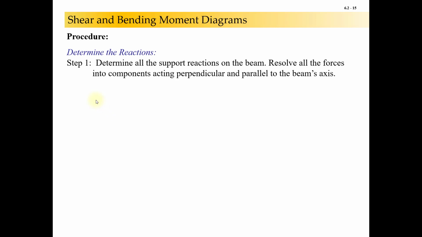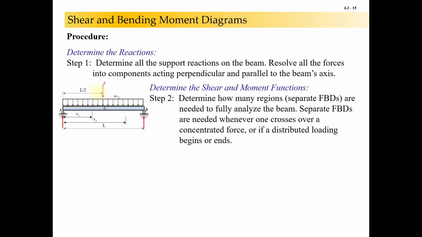So the procedure for this: determine all the support reactions on the beam, and resolve the forces into components acting perpendicular and parallel to the beam's axis. I go ahead and solve for all the reactions when I do shear and bending moment diagrams. And then I determine the shear and moment functions. To do that, I have to ask, how many free body diagrams am I going to need? If I have a point load right here, that's a discontinuity, right? So I'm going to have two free bodies: one cut over here to the left and one cut to the right of that point load. And I can keep the left-hand side or just keep the right-hand side.